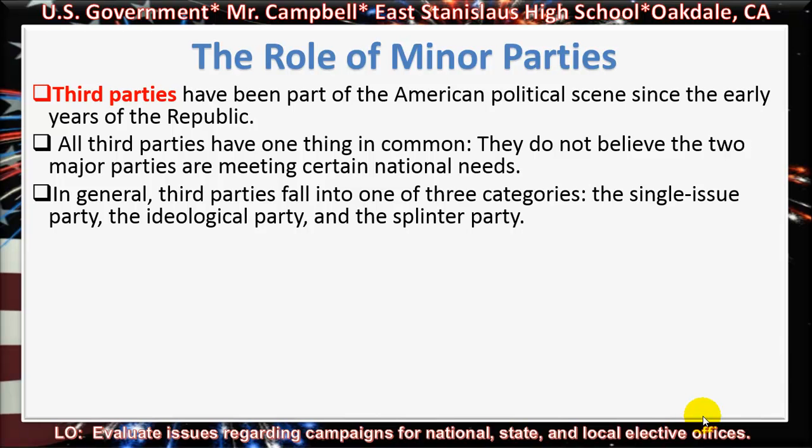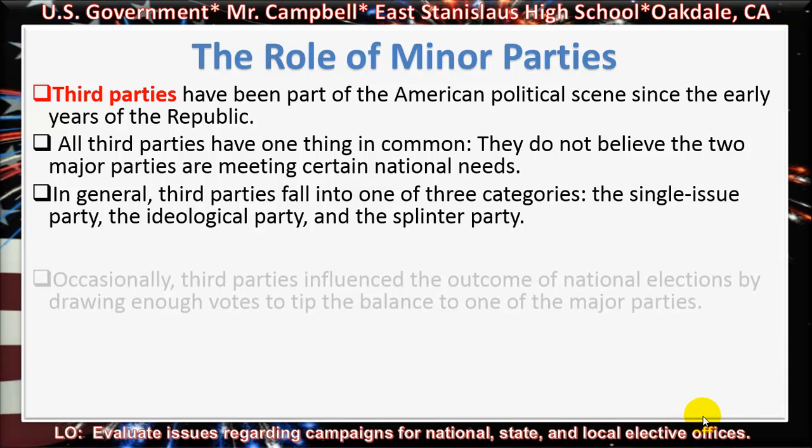In general, third parties fall into one of 3 categories. The single-issue party, which means they're really focused on one issue. The ideological party, that has a basic ideology that is the foundation of really their stance on all issues. And the splinter party. And the splinter party is usually one where you've had a group that has splintered off, so to speak, or broke away from another party.